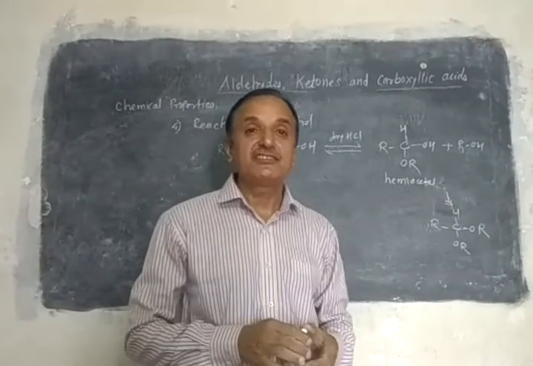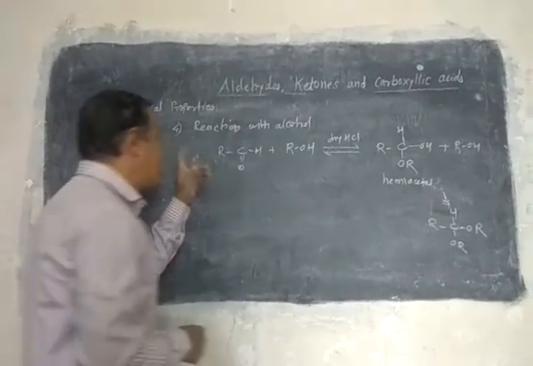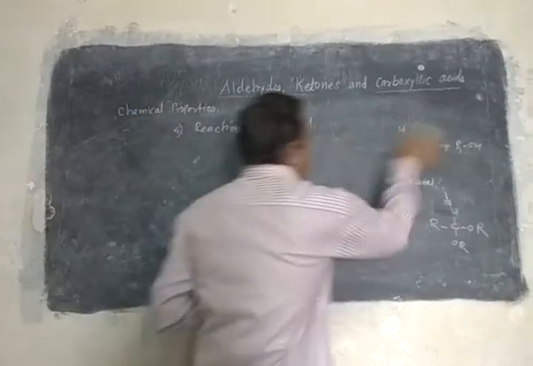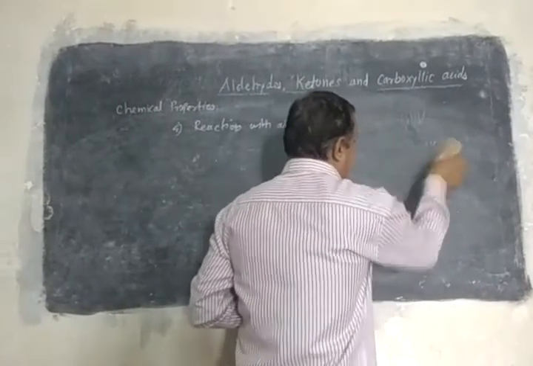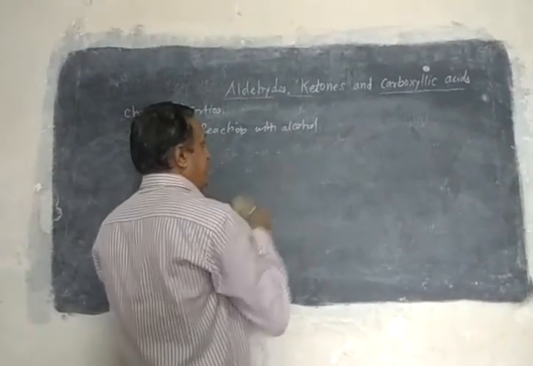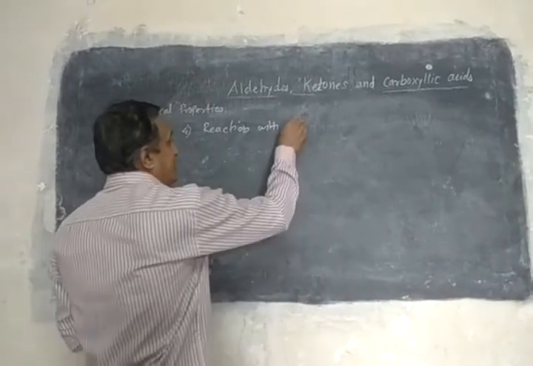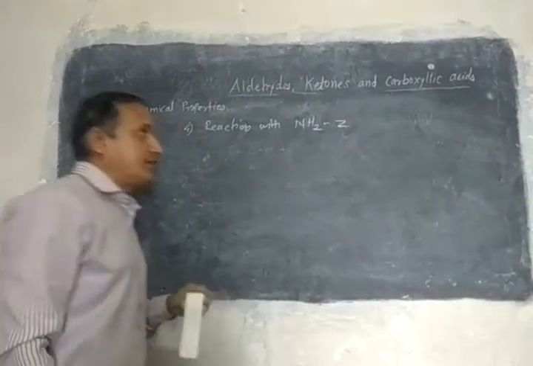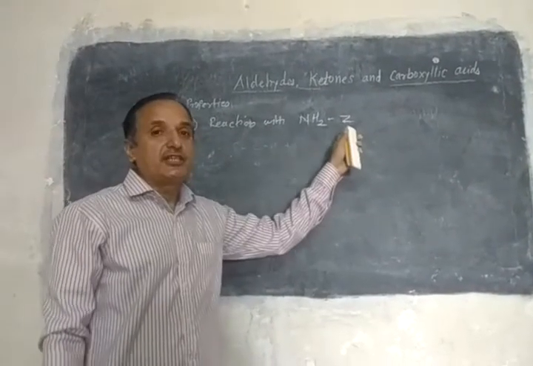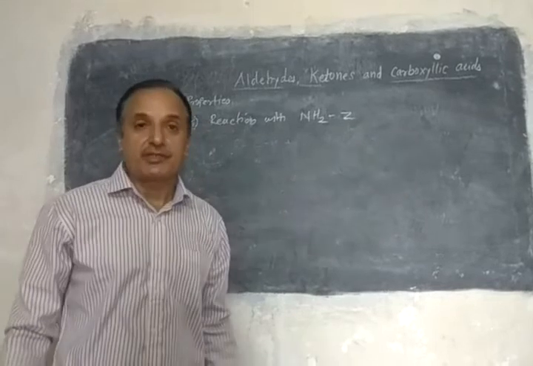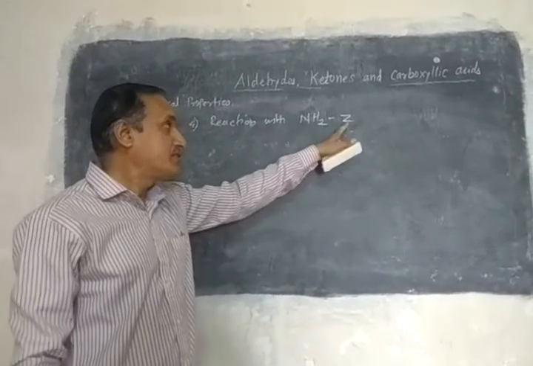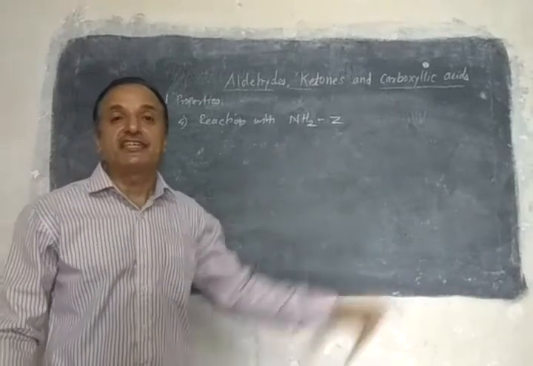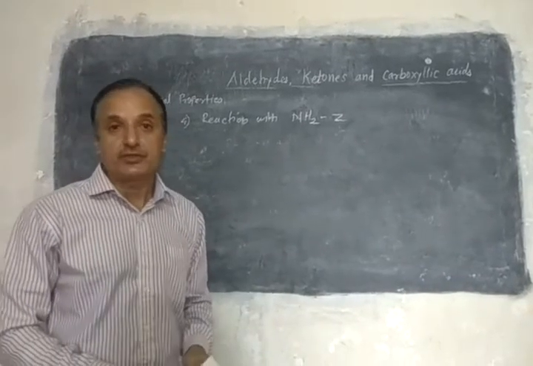Now the fifth reaction is the reaction of aldehydes and ketones with substituted ammonia. Now we know ammonia is NH3. In NH2Z, in place of Z we can take different groups. So by taking different groups in place of Z, we can find the products with aldehydes and ketones.